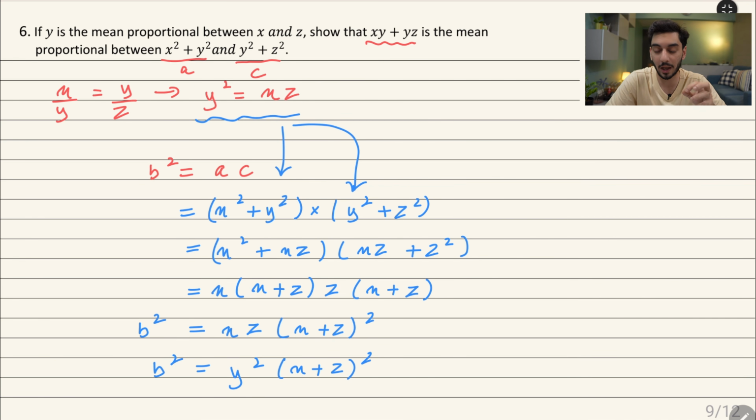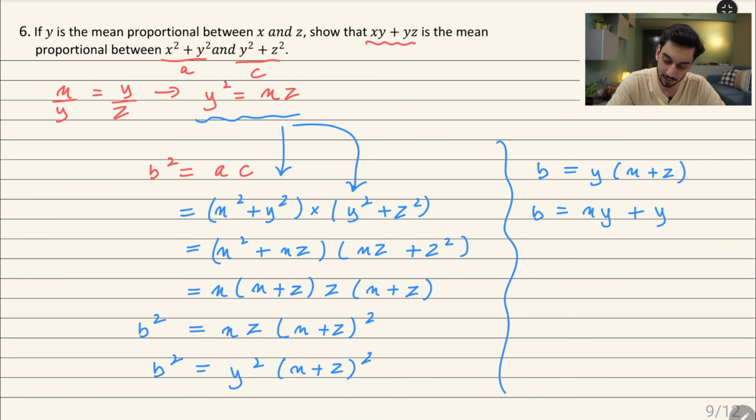I don't need b square, I just need b. So if I need b, I can just square root on both the sides. So finally b would be equal to y times x plus z. I open up the bracket, y goes inside, so this becomes y times x is xy and y times z is yz, and that is exactly what is asked in the question. The question says that I have to show that xy plus yz is the mean proportion. Mean proportion was b and it turned out to be xy plus yz, and I'm really happy about that.